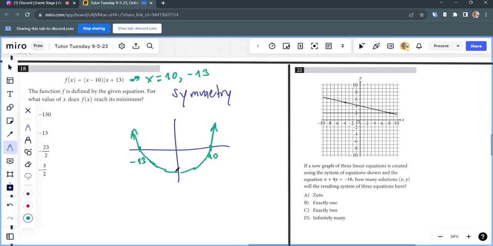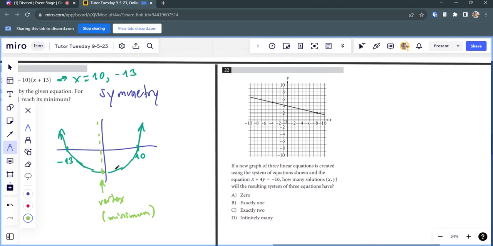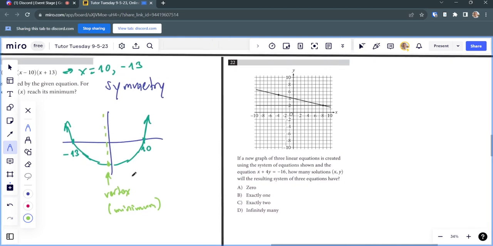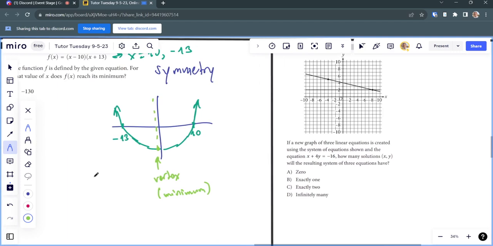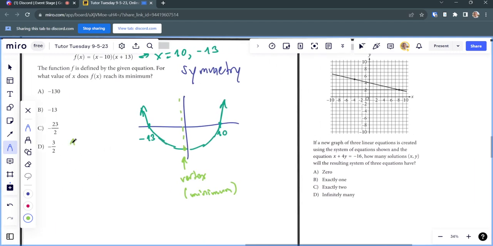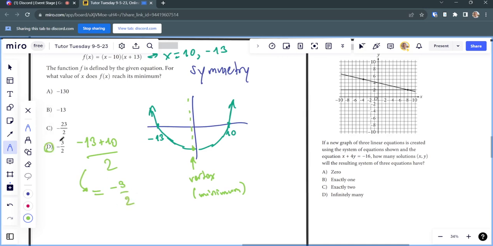the vertex is going to be somewhere in the middle of those two. So let me mark that in like a light green. That's the vertex. That's also the minimum. And of course, if we take note of that symmetry, then the vertex has to be the average of those two zeros. Right? So we could just write the average of negative 13 and 10. That's going to equal negative 3 over 2, which is exactly answer choice D.